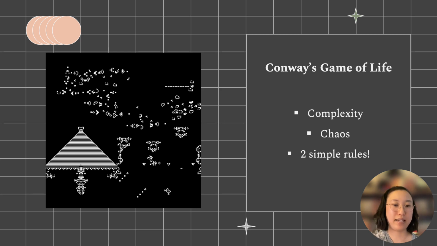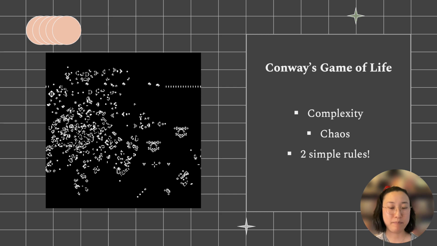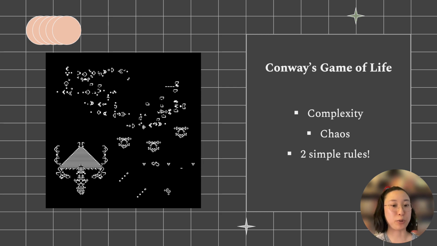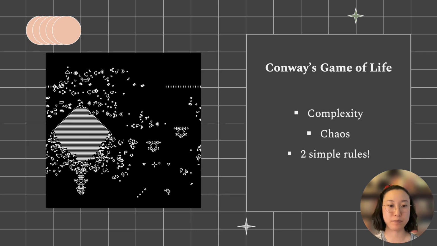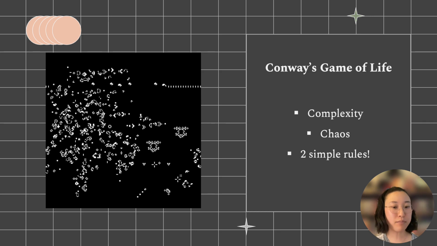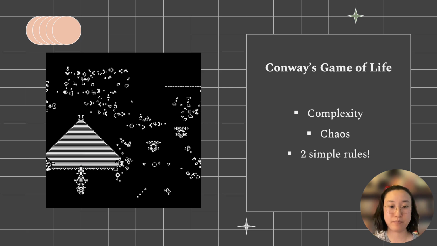Conway's game of life is played upon a two-dimensional grid, and once you pick an initial pattern, the pattern progresses by following two simple rules. But you can see here that from these two simple rules, a lot of complexity and chaos can emerge.